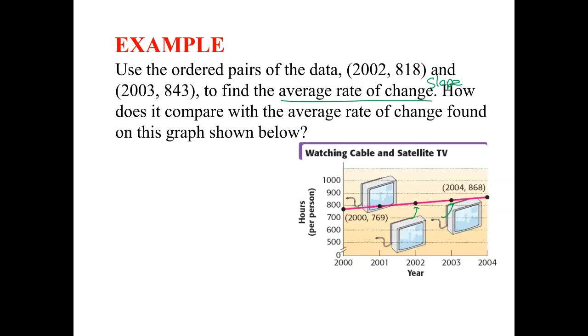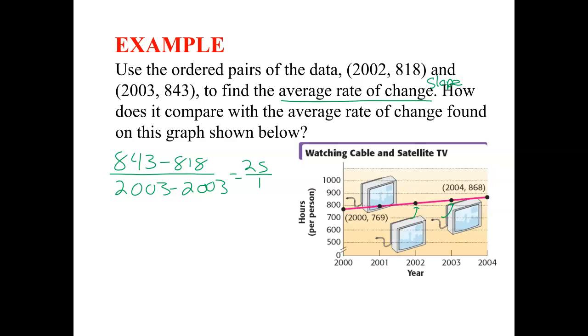So if I'm using my slope formula for the 2 points up front, what numbers am I going to use for my numerator? Okay, so I'm going to do 843 minus 818 just so that I get the positive number when I subtract. So if I have 843 first, what's my denominator going to be? Okay, so 25 over 1. Knowing that those points came from that graph, 25 over 1, what does that represent?